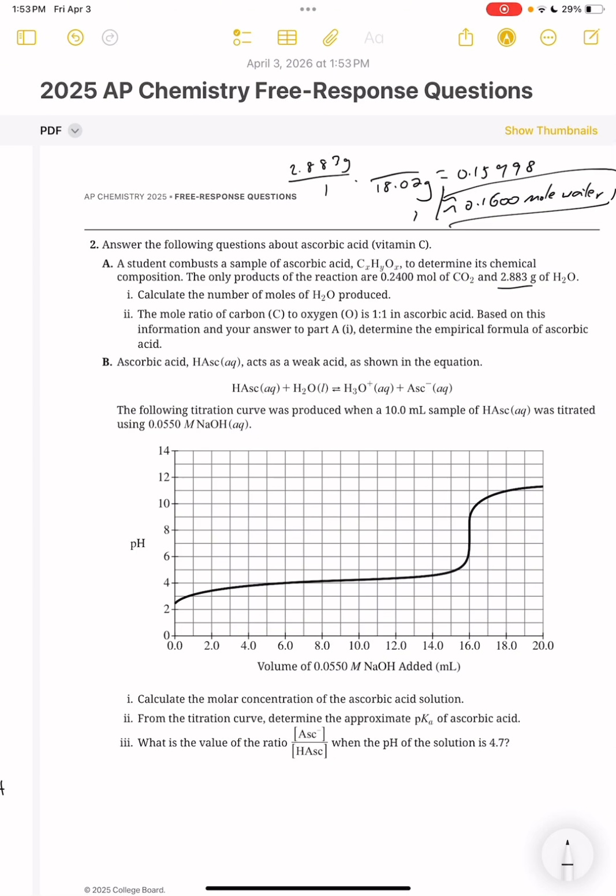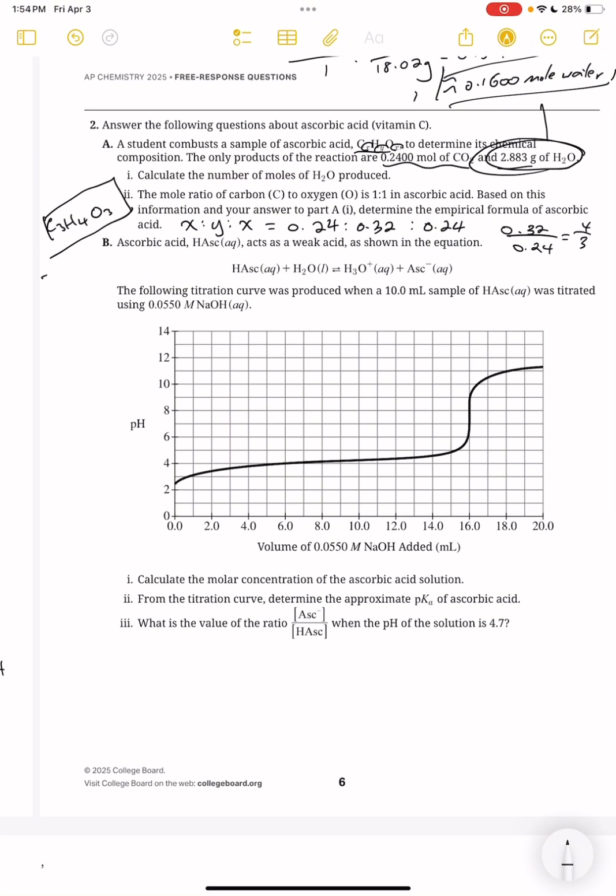Okay, so we can start with the ratios, which is CxHyOz, as you can see from the bottom there. And we know that we get 0.24 moles of carbon from the CO2 and equal amounts of oxygen. To find the ratio for hydrogen, you can just look at the amount of water produced and multiply by 2. From that, you can do 0.32 over 0.24, which is 4/3, and that's our ratio for C to H to O. So our final answer, we get C3H4O3.